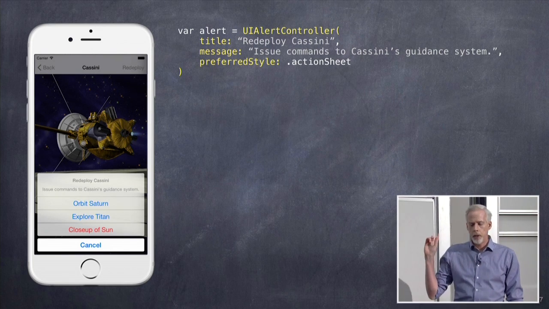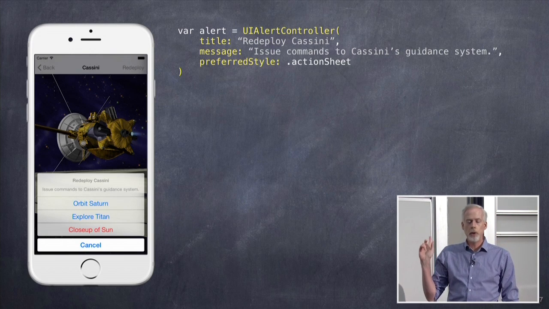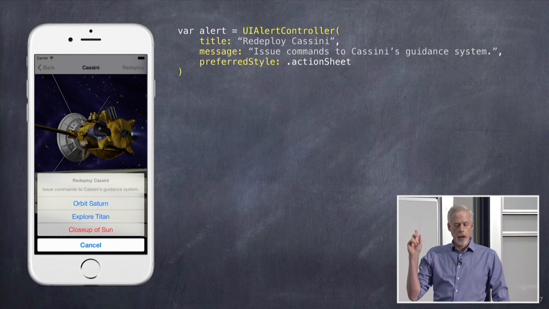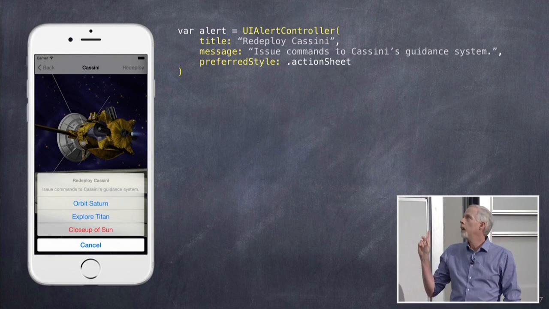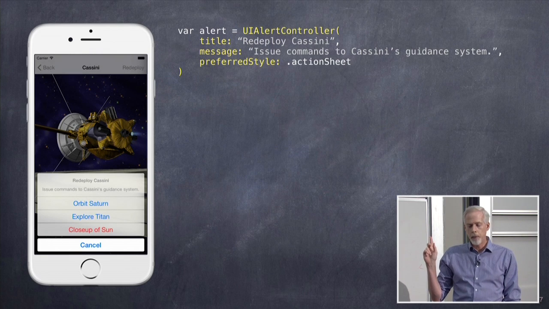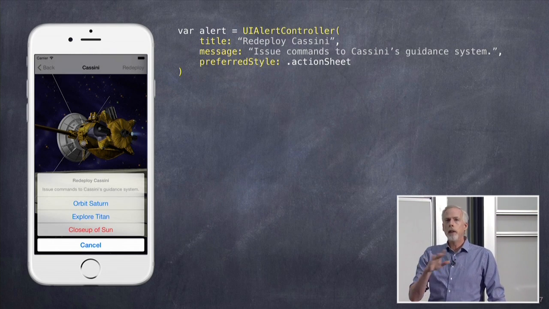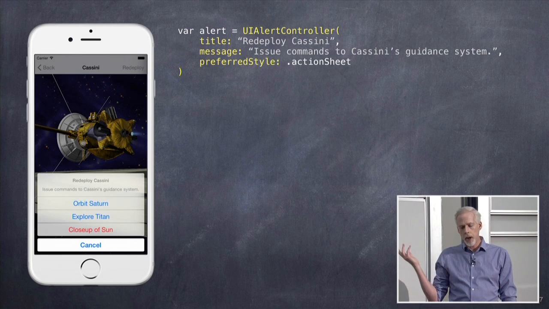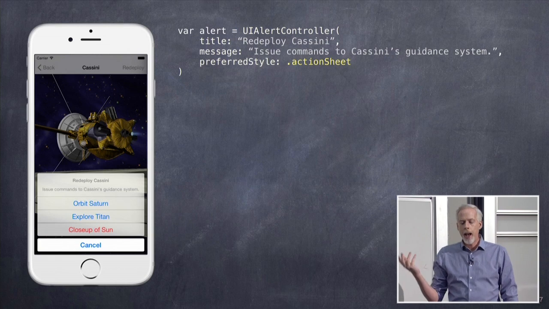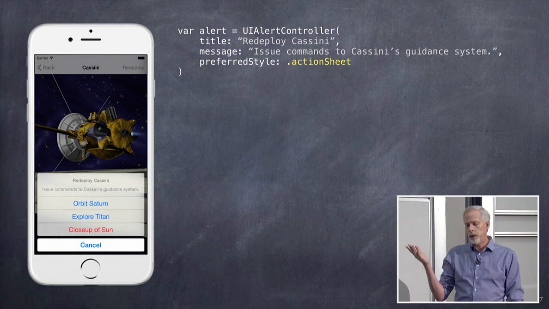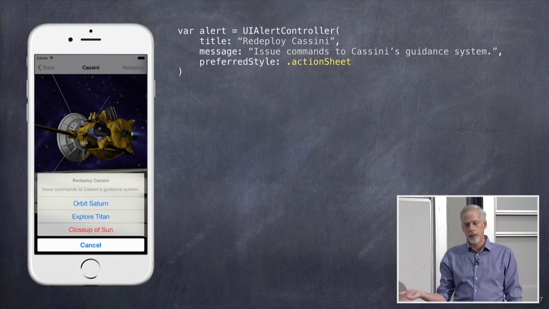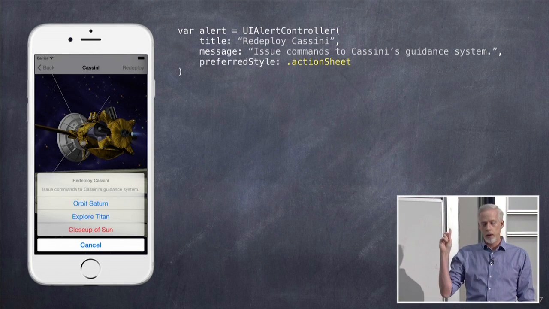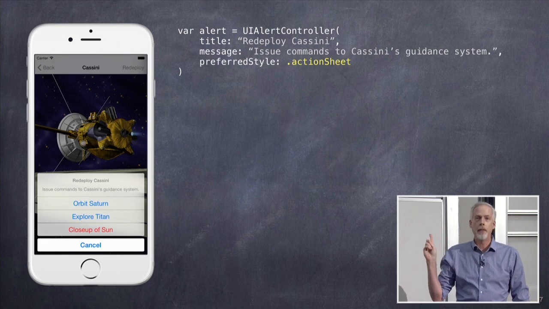All right, and this is the API to create this view controller. It's called a UIAlertController. And it just has a title, which is that thing at the top. You see where it says redeploy Cassini in the picture on the left there. That's the title. And then message is just a short informational message telling the user what the heck is going on right now. And then preferred style right there. If you set that to action sheet, you get an action sheet. If you set it to .alert, you're going to get an alert. And I'll show you that. So the API for these is basically identical except for this one little preferred style thing right there.